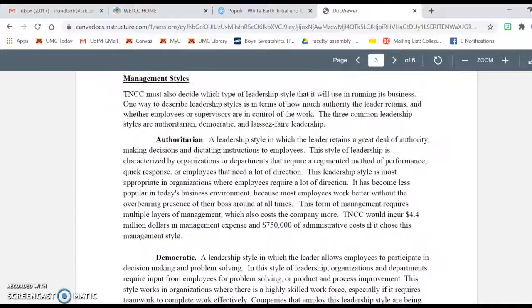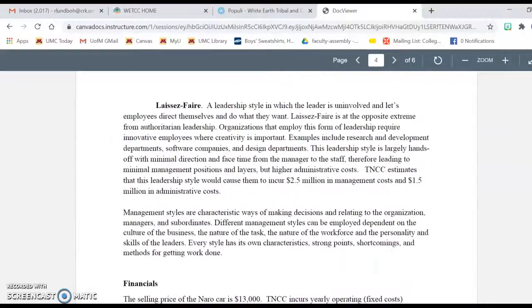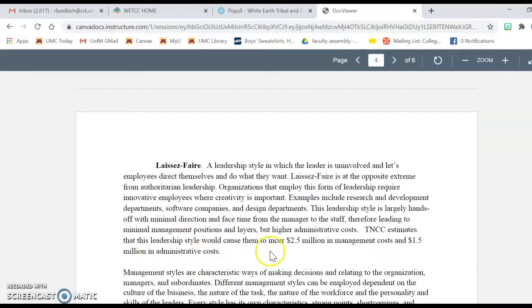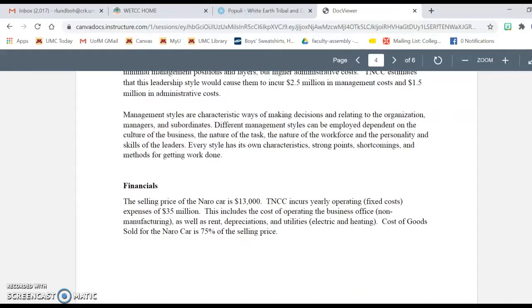Lastly, you need to choose your management style. There's 3 types: authoritarian, democratic, and laissez-faire. Each one has specific costs. There's management costs and administrative costs. And then you also have some overhead costs and just normal basic financials you need to understand. The selling price of the Narrow Car is $13,000. The yearly operating or fixed costs are $35 million. And the cost of goods sold for the Narrow Car is 75% of the selling price. So 75% of 13,000.